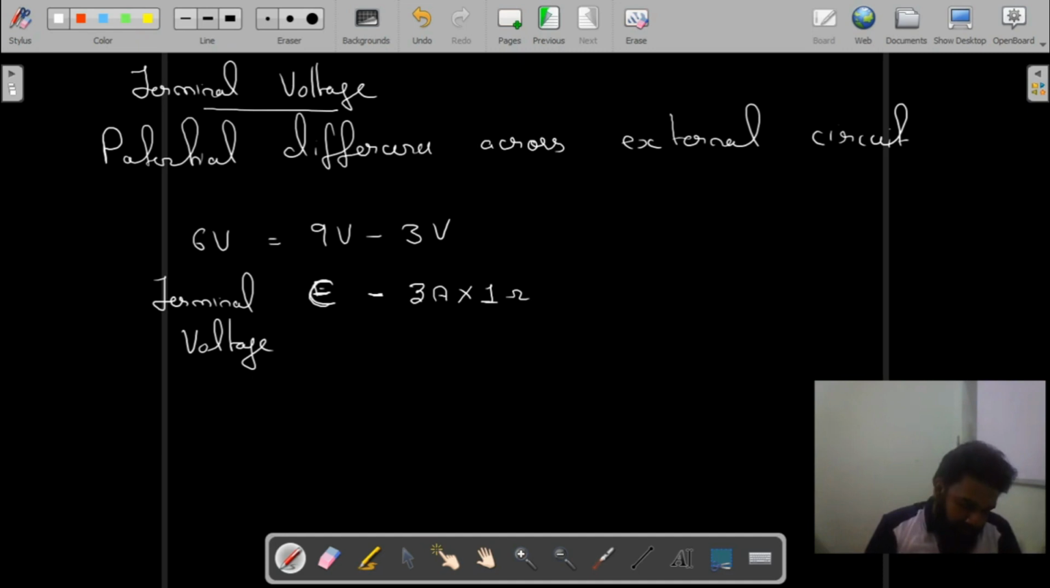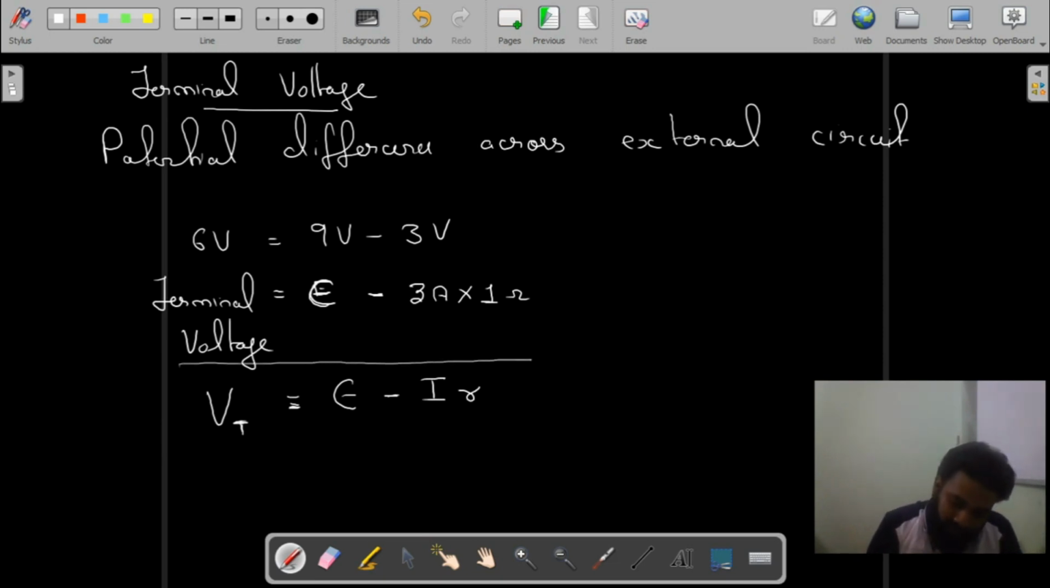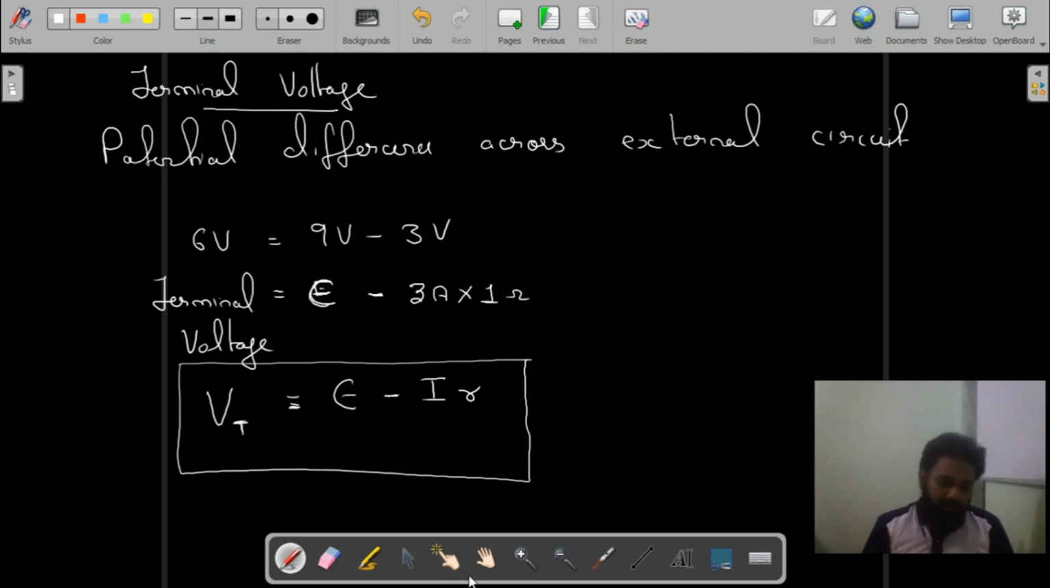So I can write the terminal voltage. If I write V suffix T, it can be denoted like V also. This is equal to the EMF E minus the current into the internal resistance r. So this is the formula for finding terminal potential difference: Vt is equal to E minus Ir. Clear? All of you understood? Okay, so now clear or what? Okay, fine.